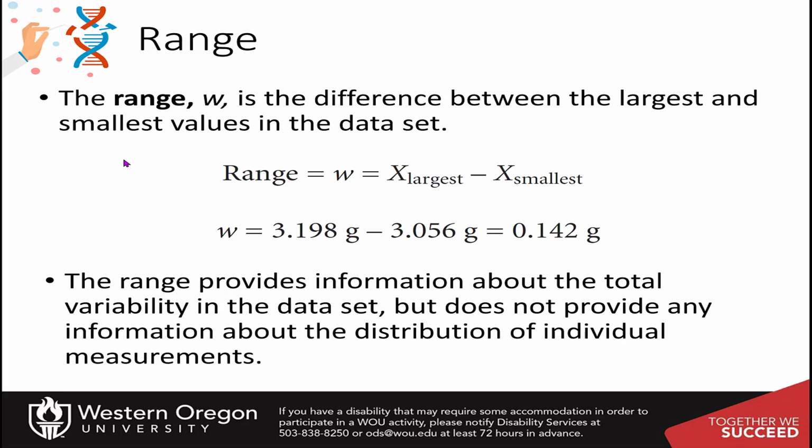So the range, which is indicated by this lowercase w symbol, is the difference between the largest and the smallest values in the data set, right? So for our penny range, this would be 3.198 minus 3.056, and this would give us 0.142 grams. So this would be the range of our data set. This helps provide some information about the total variability in the data set, but it doesn't provide any information about the distribution of individual measurements in between those two.